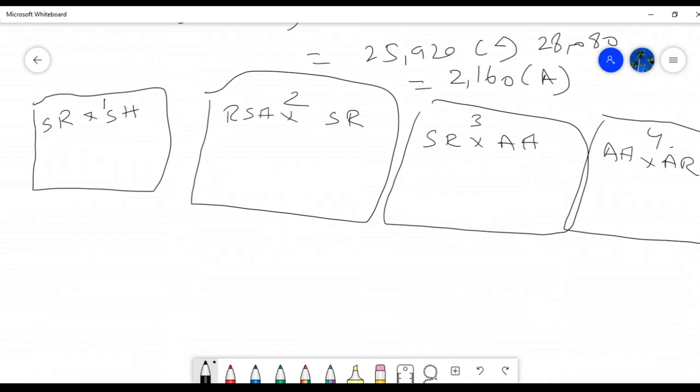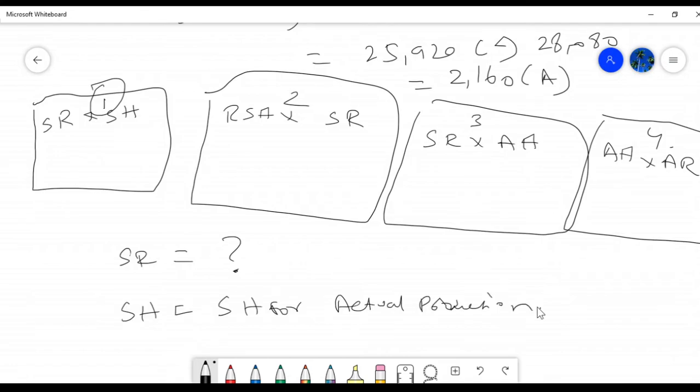So in this question, what information is already available directly, and what is required first? We will go one by one. First, we should know the standard rate, and we should know the standard hours. Standard hours means standard hours for actual production.